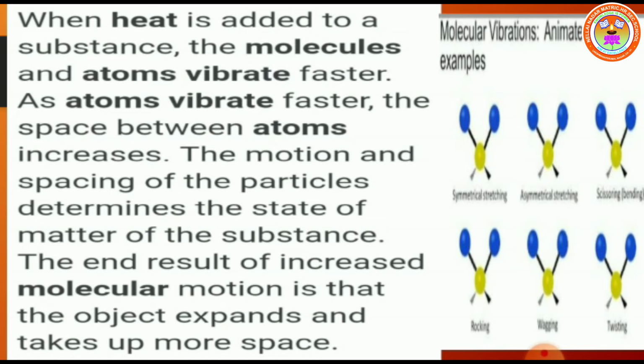The motion and spacing of the particles determine the state of matter of the substance. The end result of increased molecular motion, so the molecules are all moving fast, is that the object expands. If it absorbs heat energy, the object expands and takes up more space. Have you seen, children, molecular vibrations? Atoms and molecules vibrate due to kinetic energy. When they absorb heat energy, the atoms and molecules vibrate.